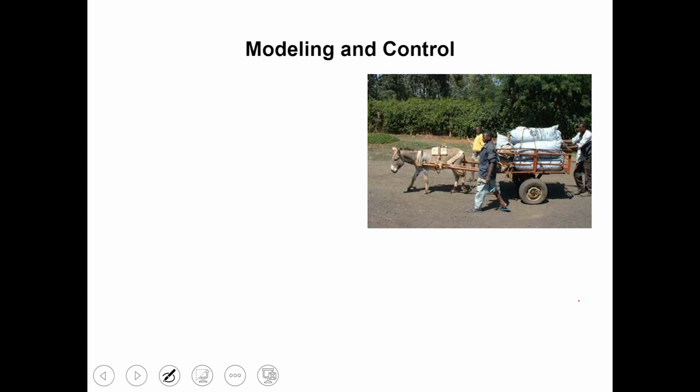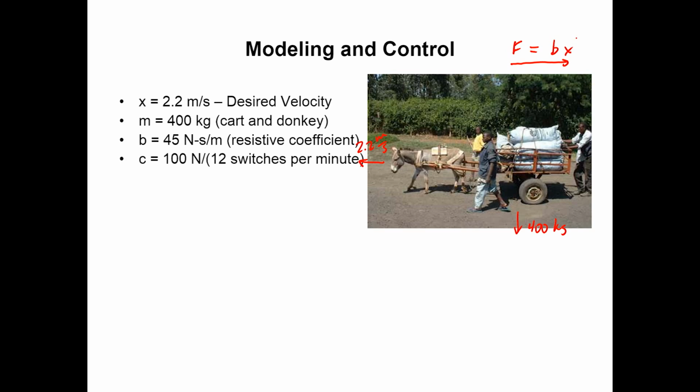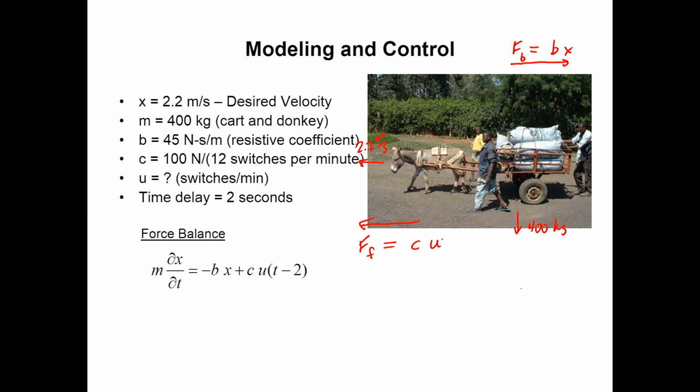So let's do our modeling for this process. Let's say our desired velocity is 2.2 meters per second, and the mass of our cart and our donkey is 400 kilograms, with a gravitational force down. We also have a resistive coefficient: as we increase our velocity, we have a force that slows us down. We also have C, which relates how many times we switch the donkey per minute to the force that the donkey pulls on the cart. And then we also have a time delay of 2 seconds. We want to know U, which is the switches per minute.